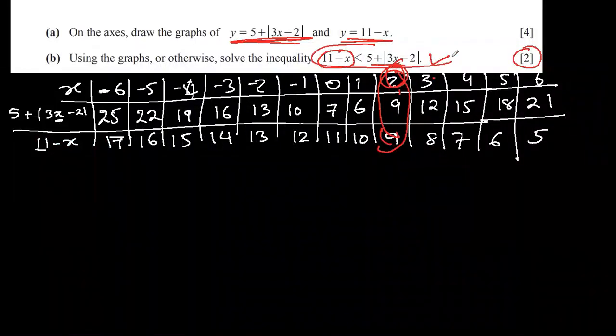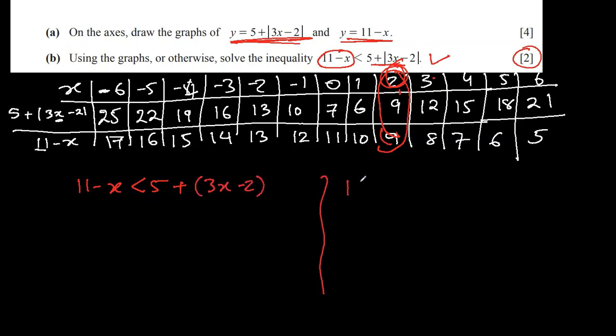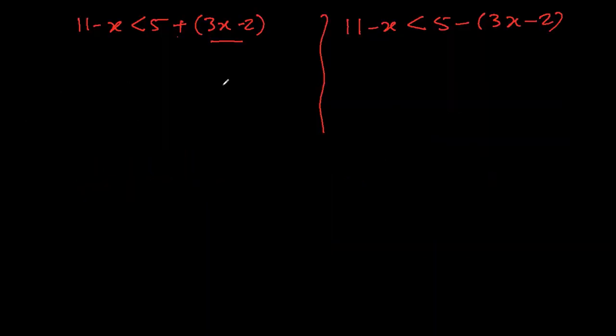So this is our inequality which we will write here. 11 minus x is less than 5 plus, let's write positive first, 3x minus 2 is positive. Second, 11 minus x is less than 5 plus, rather 5 minus. We have to change the sign of 3x minus 2 because it is inside absolute. It is positive or negative, we are not sure, and that's why we have written it once positive and once negative. That's what we do with absolute. Let me solve both and we will write both the answers.